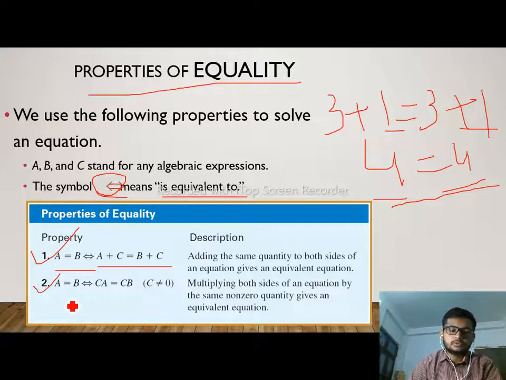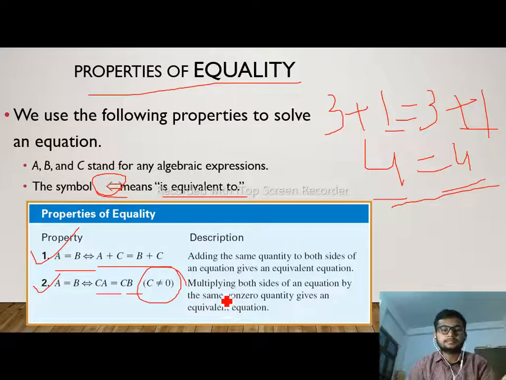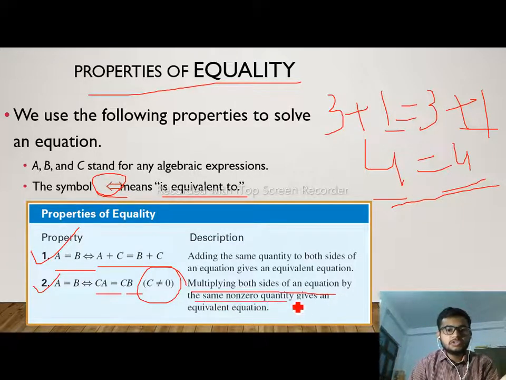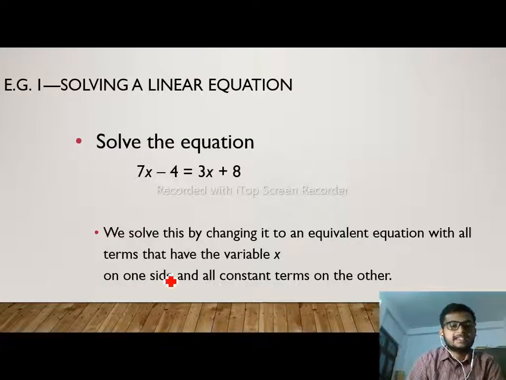Let's understand the second property. A is equal to B, which is equivalent to CA is equal to CB. Here is the catch, students: C should not be equal to 0. Multiplying both sides of an equation by the same non-zero quantity gives an equivalent equation, because if you multiply anything with 0, then the whole thing becomes 0, as you already know.